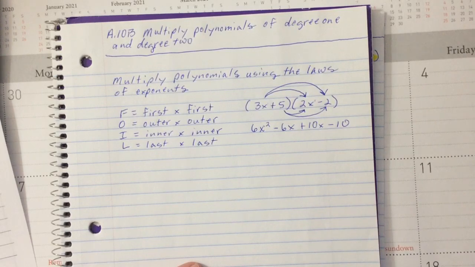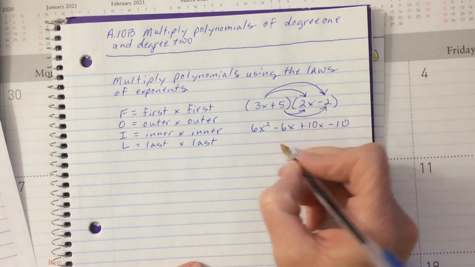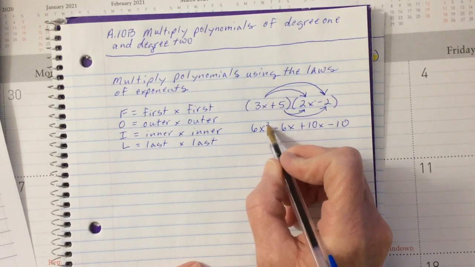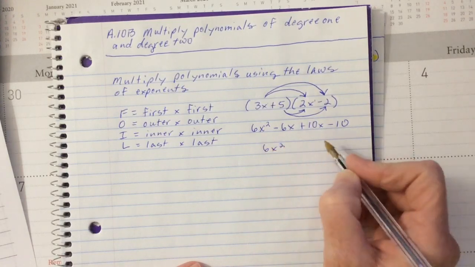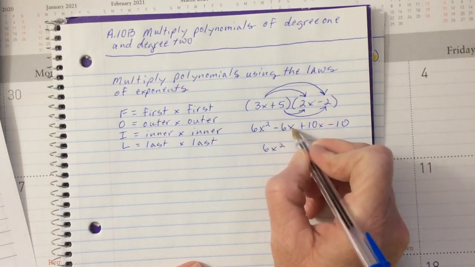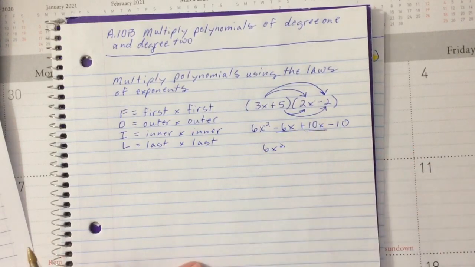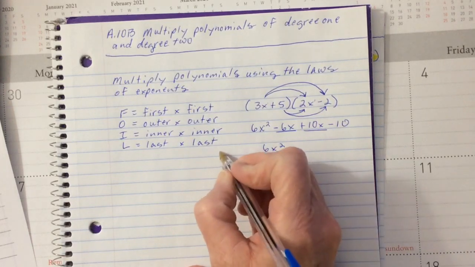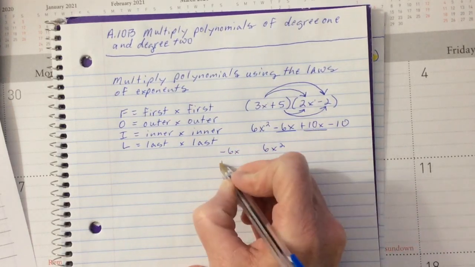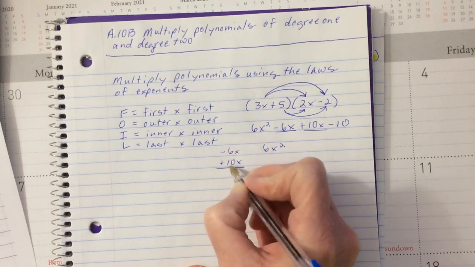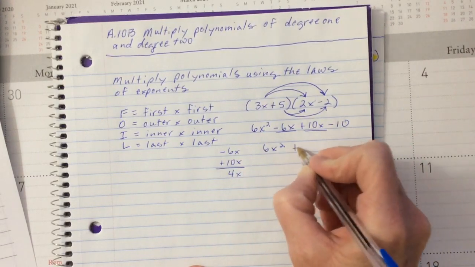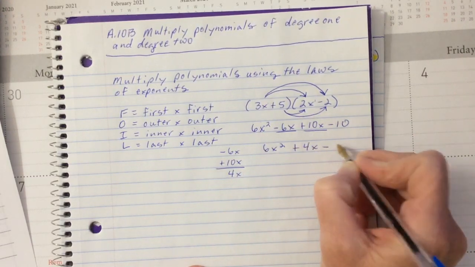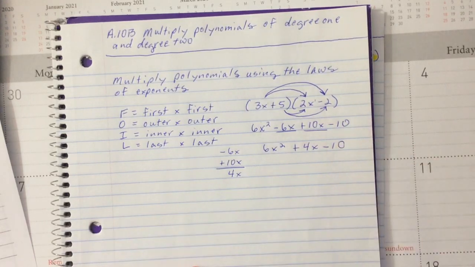Now we can simplify our numbers. So we don't have another x to the power of 2, so we'll just bring this down, 6x to the power of 2. We can combine the ones with just an x. So if we have negative 6x plus 10x, that's going to give us 4x. So plus 4x, and then we have negative 10.